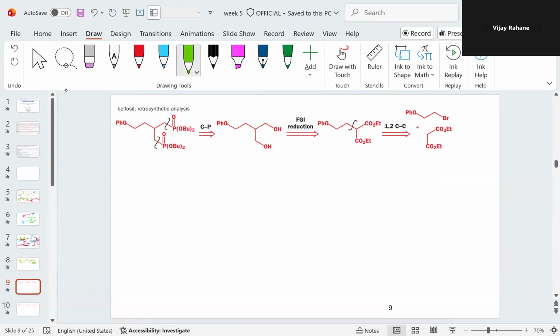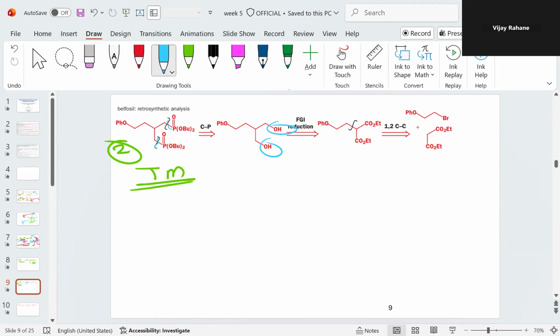The next example, so this is the second example. If you look closely at the target molecule here, how the retrosynthesis of this target molecule has been done. So this is P double bond O Bu twice. So that's the phosphate group. This phosphate group can come from the hydroxy group, and we'll see when we see the linear synthesis how this reaction works.